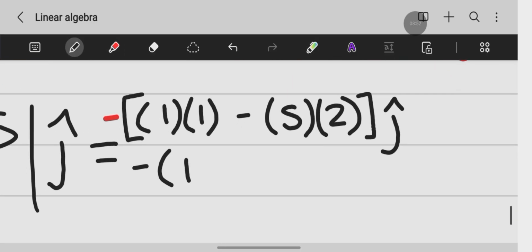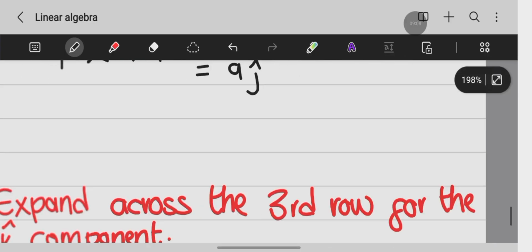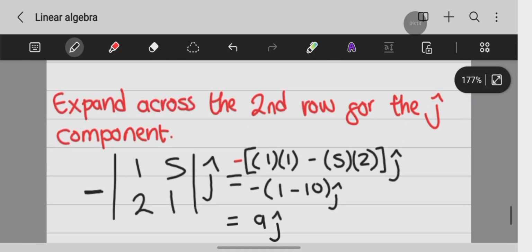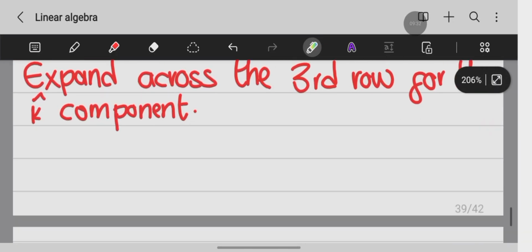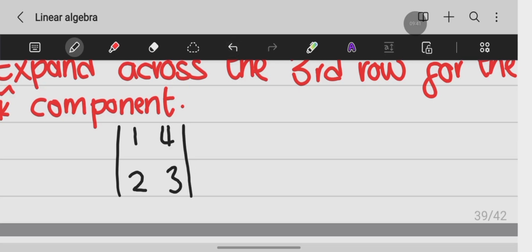So that's negative 1 minus 10 J, which gives us, so that would have been negative 9, and now you have 9J. And then lastly, you expand across the third row for the K component. So what you're going to have is, you basically find the new matrix. In this case, it's going to be 1, 4, 2, 3, right, along the K component. So you would have 1, 4, 2, and 3, K, or the unit vector of K.